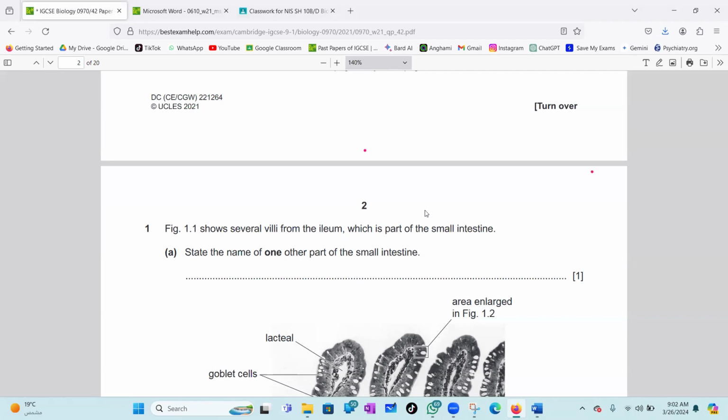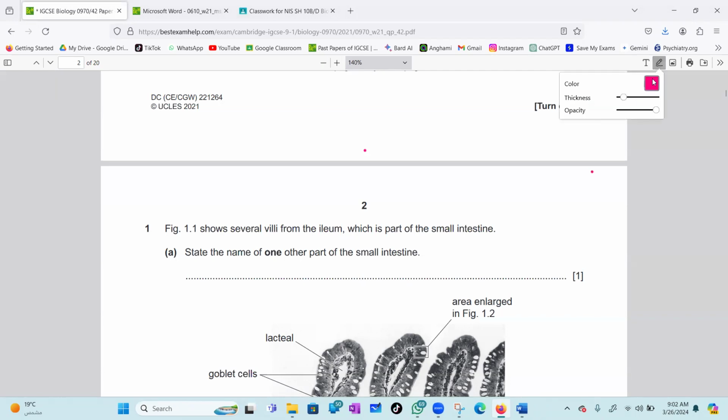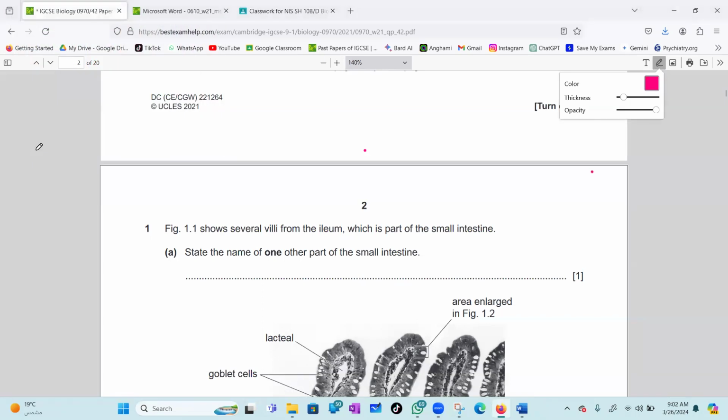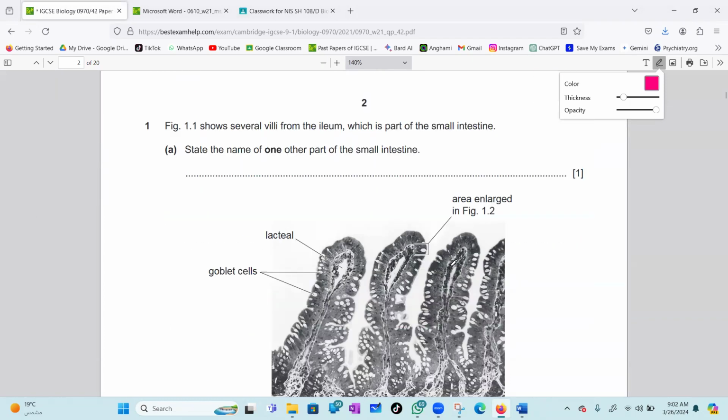Okay, now let's solve it together because you all need practice in paper 4. Let's look at the first question. Figure 1.1 shows several villi from an ileum, which is part of the small intestine. State the name of one other part of the small intestine. What did you write on the exam? Duodenum. Yes, it's the duodenum, which is the first part of the small intestine.